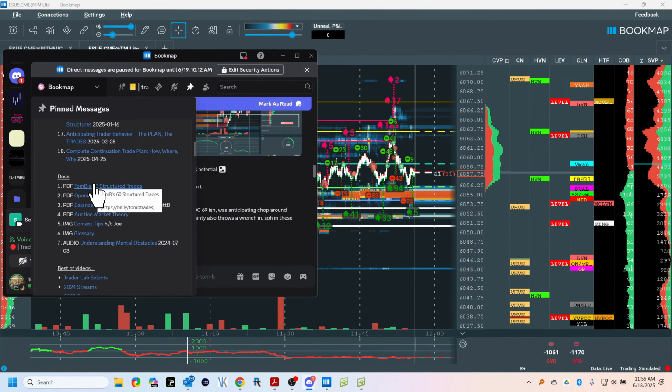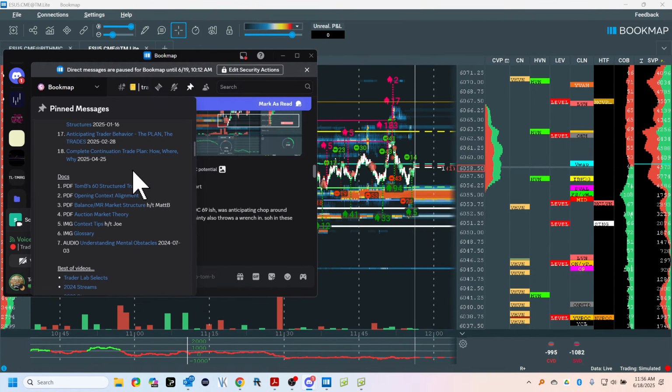By the way, there's a document section. Those 60 PDFs of structured trades. This is not plug and play. If you're looking for plug and play, this is not going to do it for you. This requires you actually learn how to trade. I know. We all think it's a software toolbox.